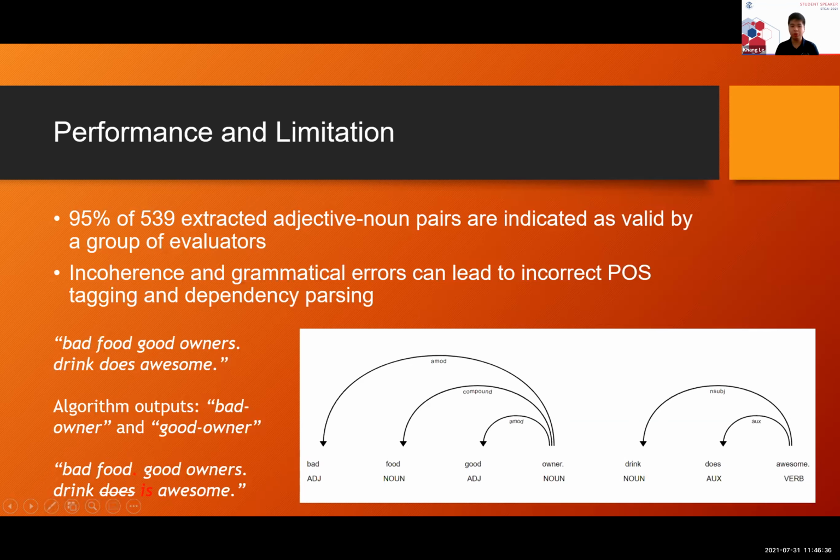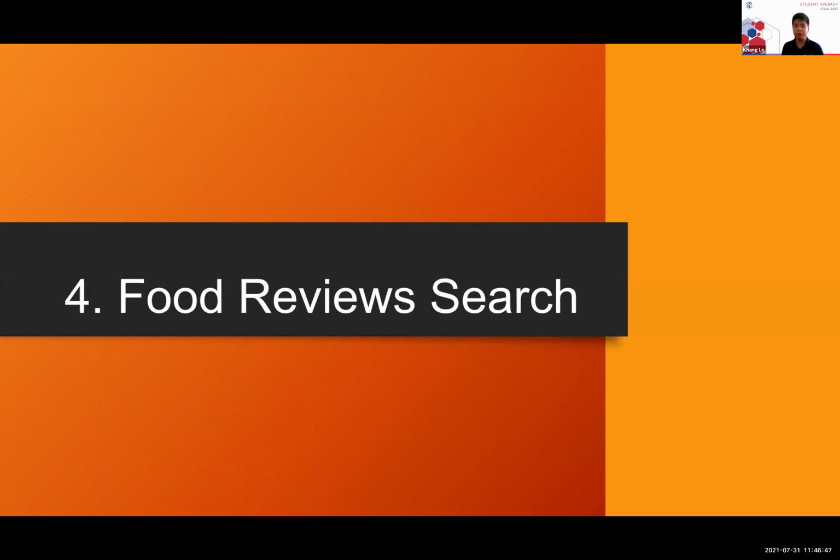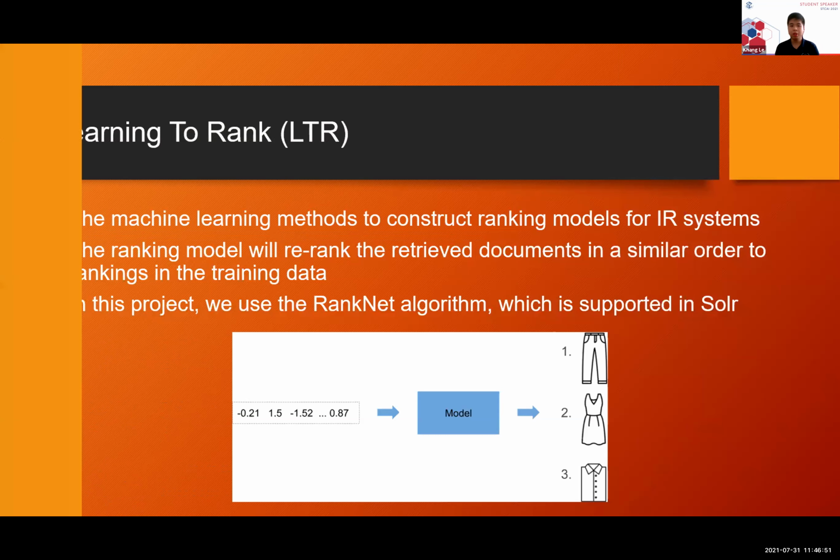Now we move on to the next objective of our research, which is food review search in learning to rank. First of all, what is learning to rank? Learning to rank refers to the machine learning method for building the ranking model for an information retrieval system. The ranking model will learn to re-rank the retrieved documents in a similar order to the ranking training data. There are many available ranking algorithms that we can use, but in this project, we will use the RankNet algorithm because it is powerful and also supported in some.